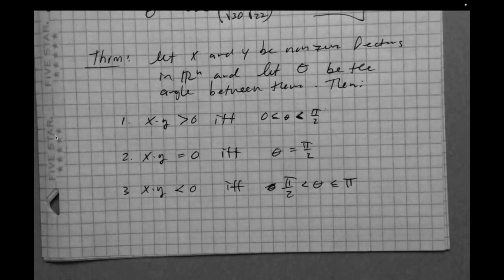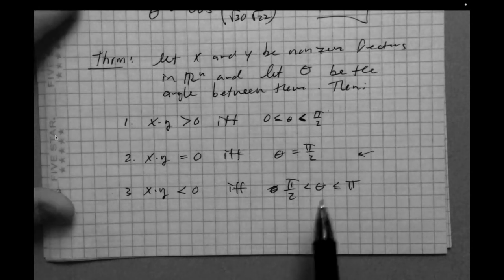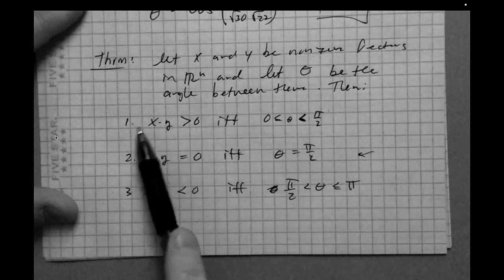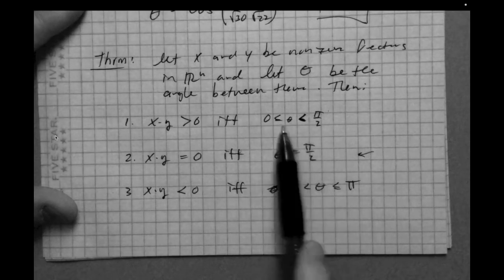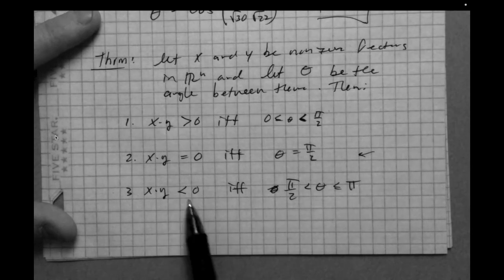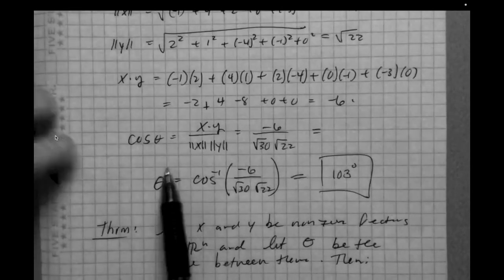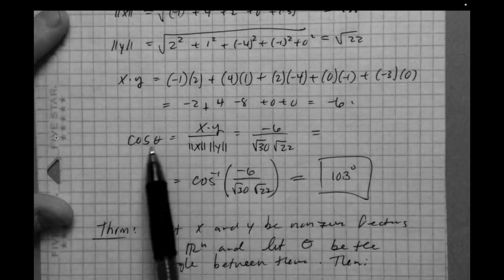And so what is this saying? Starting with the middle thing in particular, the dot product is equal to 0 if and only if theta, the angle between the two vectors x and y, is pi over 2. And it's saying that the dot product is positive if theta is an acute angle, and the dot product is negative if theta is an obtuse angle.